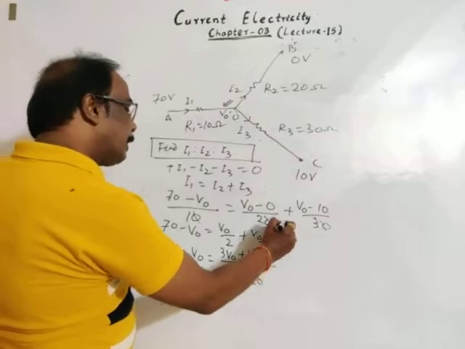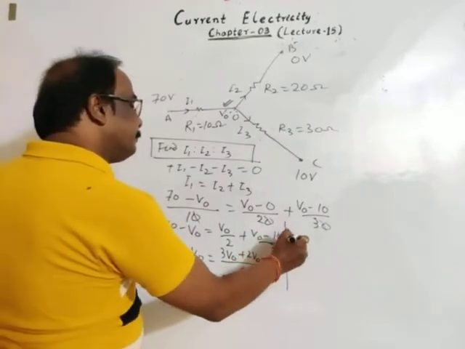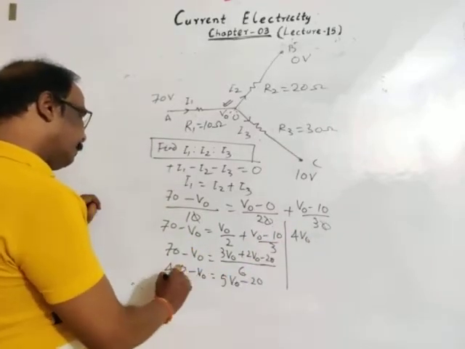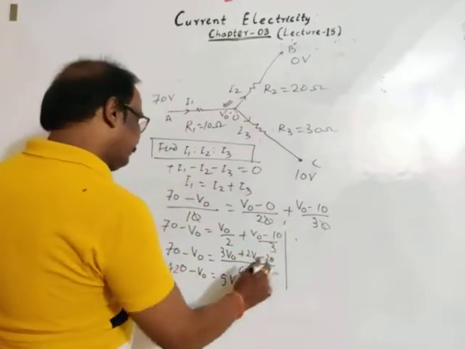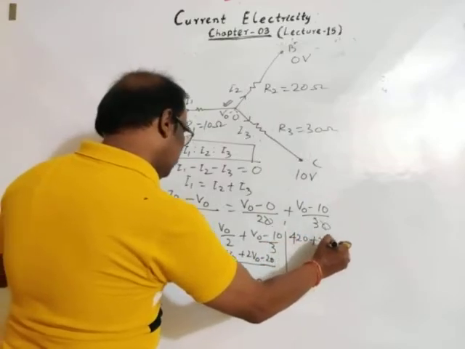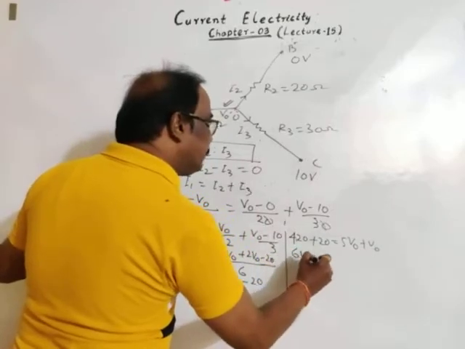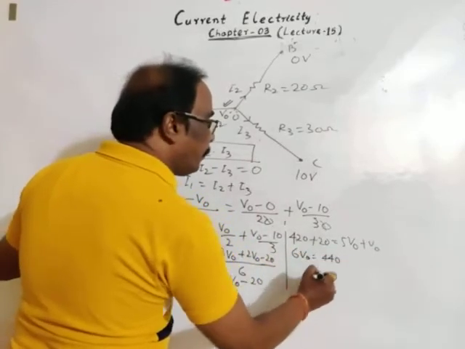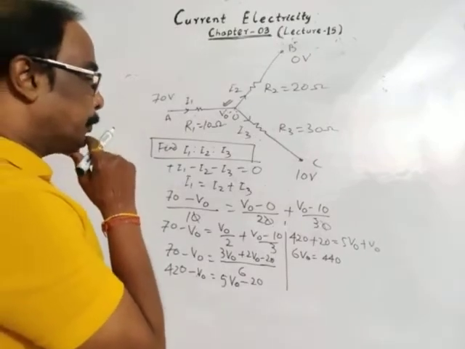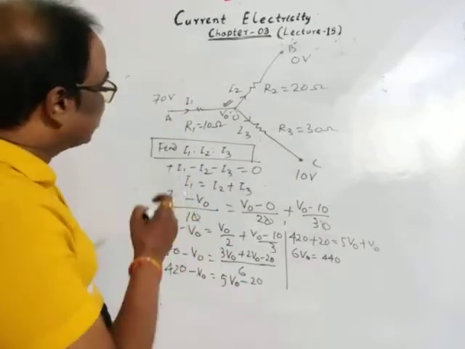Okay. So now solve it. 5 VO minus VO, 4 VO. Then, sorry. 5 VO, 420 plus 20 is equal to 5 VO plus VO. Okay. 6 VO is equal to 440. 6 VO is equal to 440. I think somewhere there is a mistake.